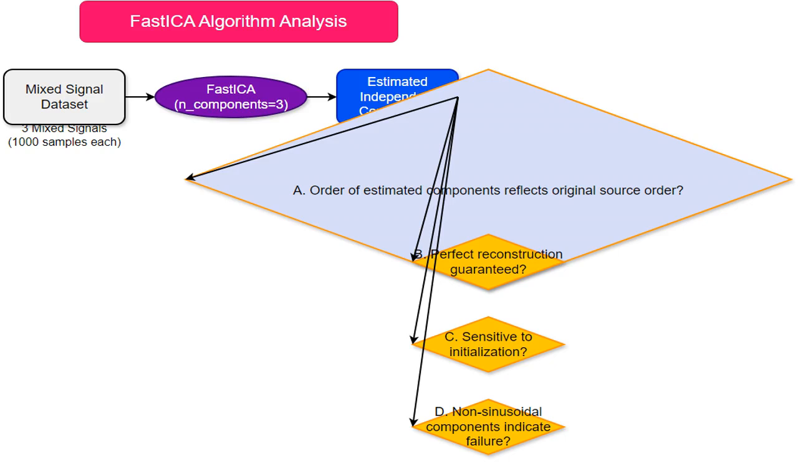I'm checking if the order in which fastica gives me the separated signals matches the actual order of the original signals. Unfortunately, it does not. fastica doesn't promise to keep the original order.